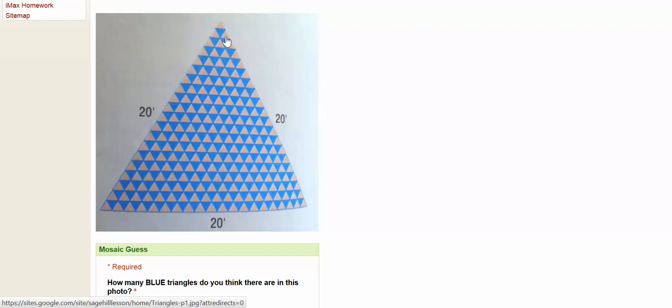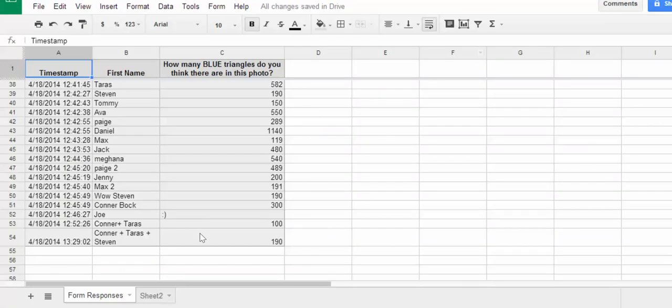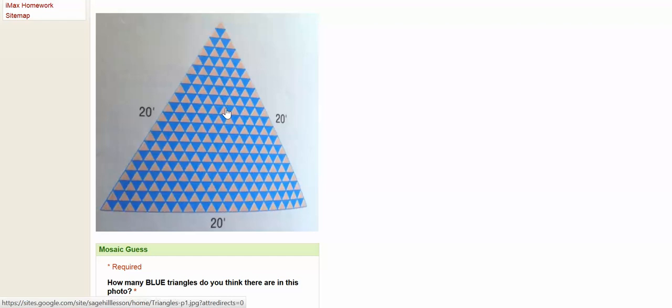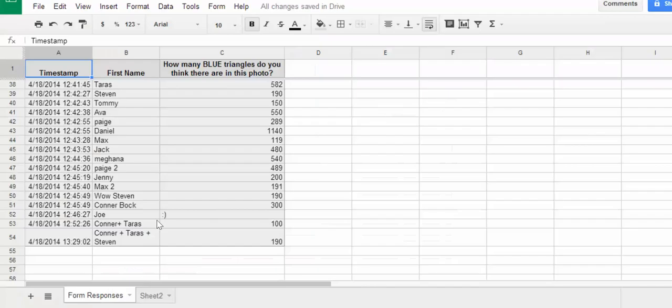How many rows are there? 19 rows. How many blue triangles in the last row? 19. So you want the sum of the first 19. The first term is? 1. The last term is? 19. Ready, set, go. We've all refreshed our answer to get the right answer of 190. Very good. I love that you guys refreshed it.